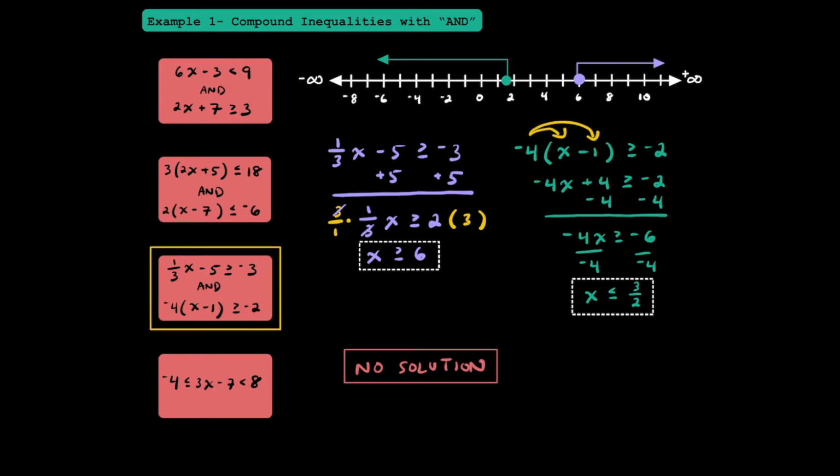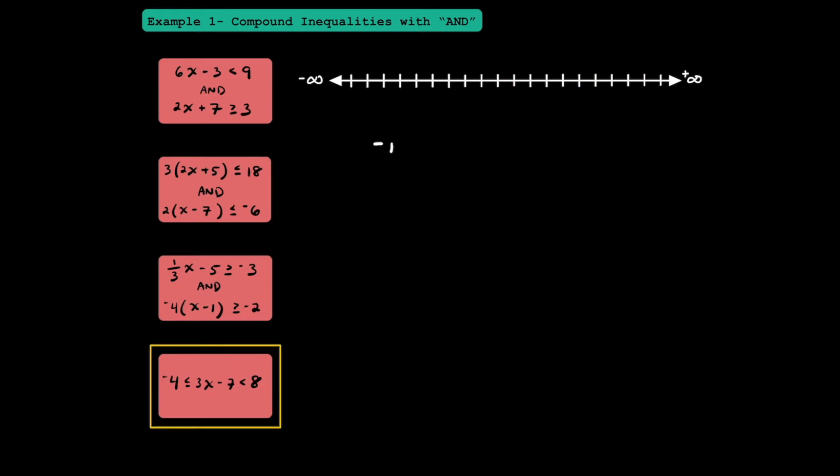When you see the word and, you must find the range of solutions that make both of the inequalities true. In this case, it's not possible. Now let's try a double inequality.